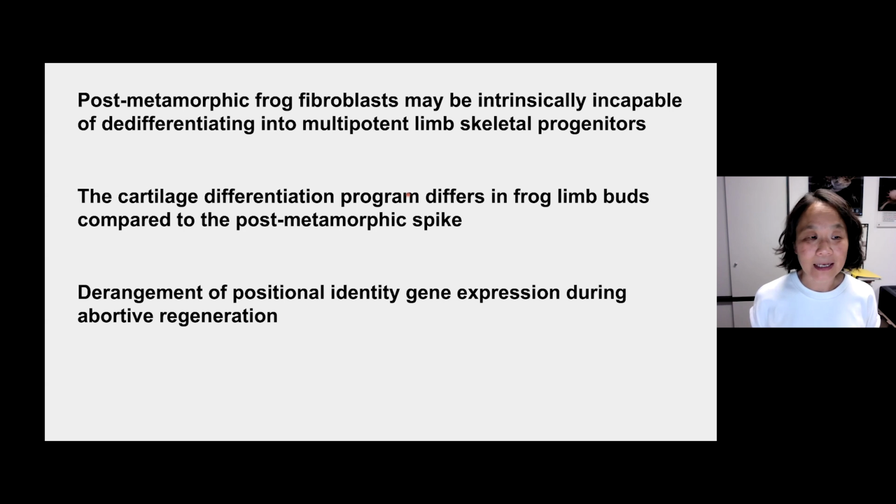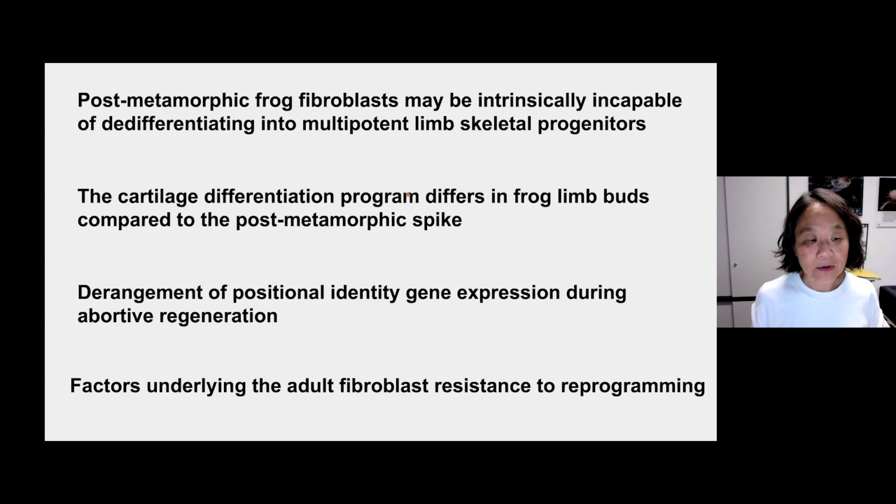I didn't show you this data, but we also showed that the positional identity gene expression in the adult blastema cells is somehow deranged and very lowly expressed. And we think this is also one component as to why these cells are not able to form a patterned limb. And so we're very much interested in understanding the factors underlying the resistance of adult fibroblasts to reprogramming.